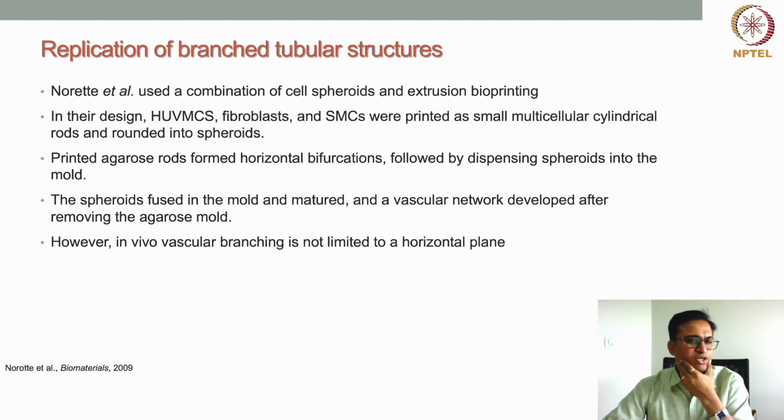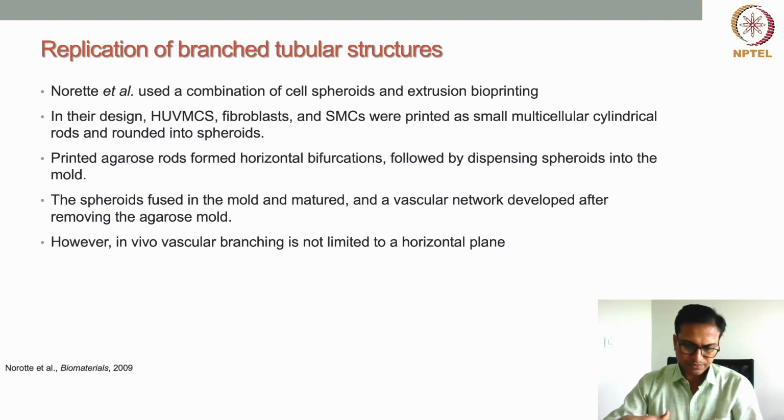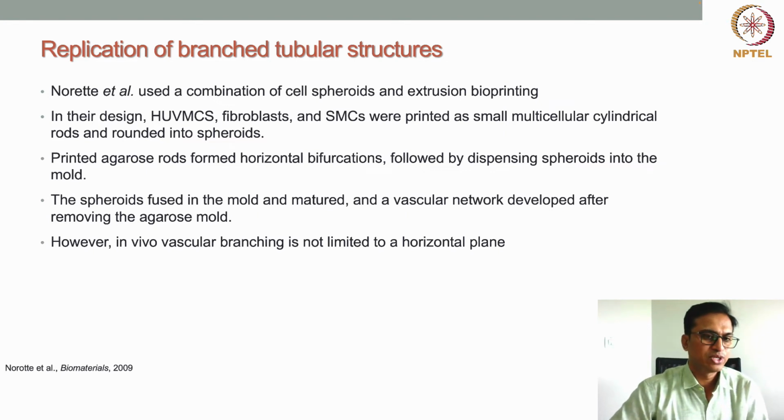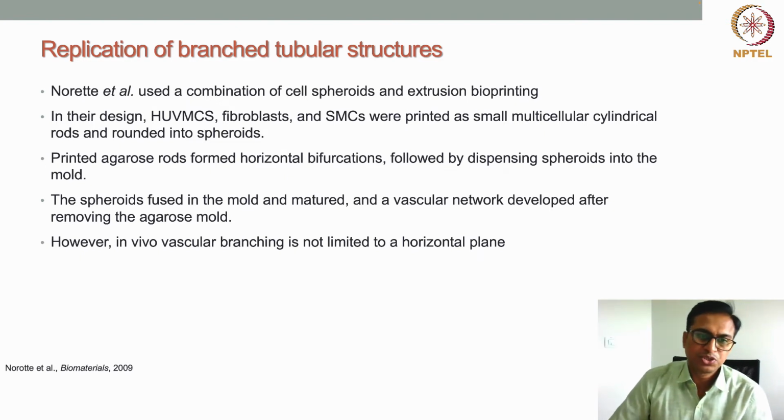Similarly, branching of the vascular network is another important requirement, because in the body, as I discussed in the earlier chapter, the vascular network is generally present as a branch. So this branching is very important for the vascular network. And in one such study published around 2019, Norotte et al., they worked on a similar concept where they used cell spheroids and also extrusion bioprinting to generate bifurcated tubular tissue structures.